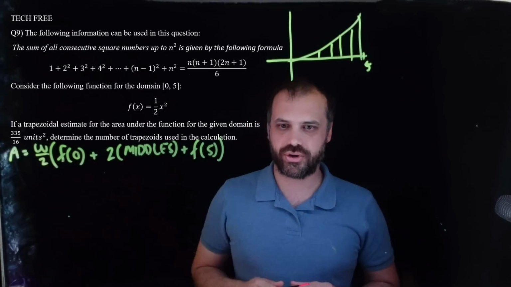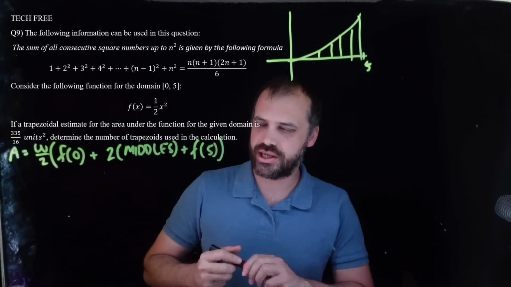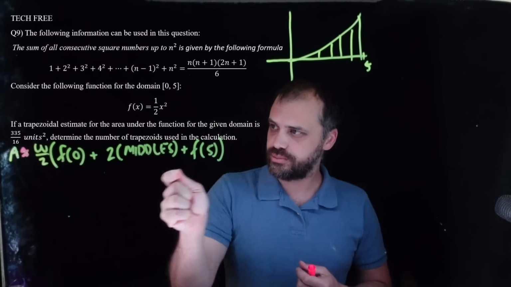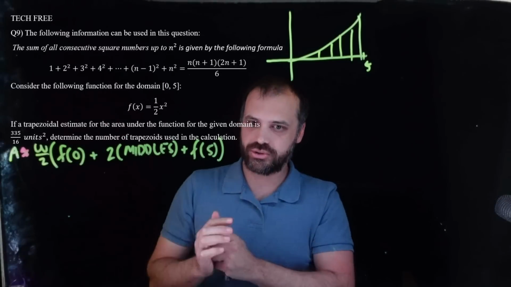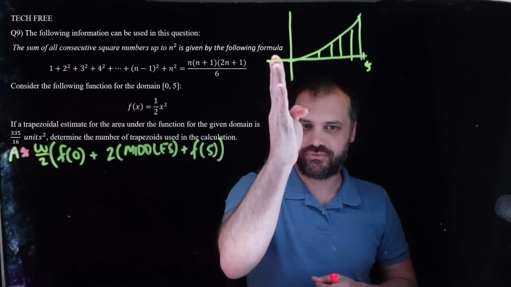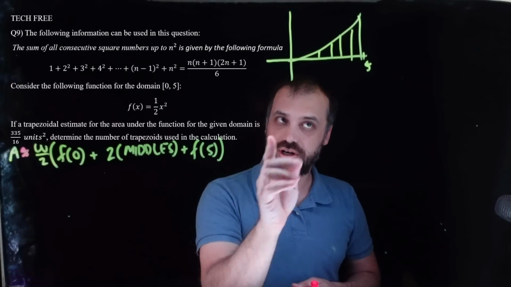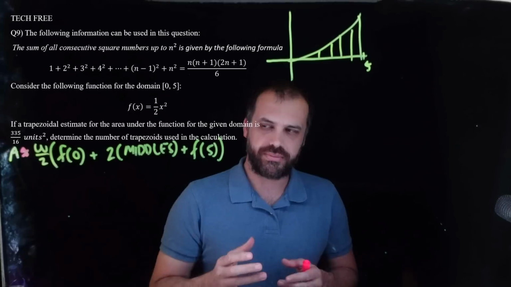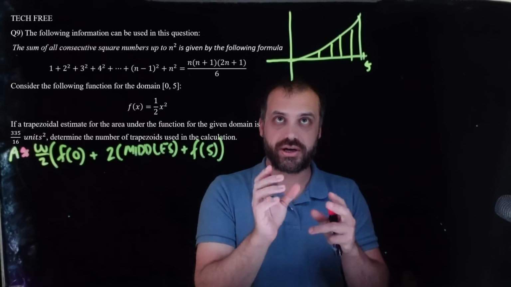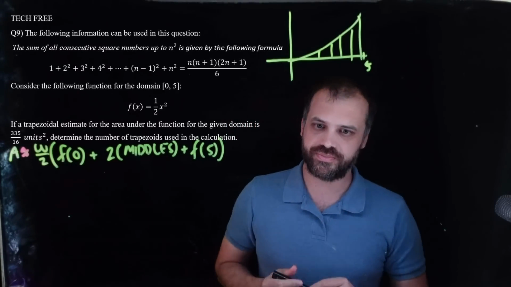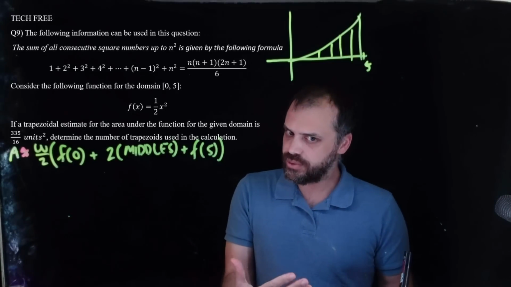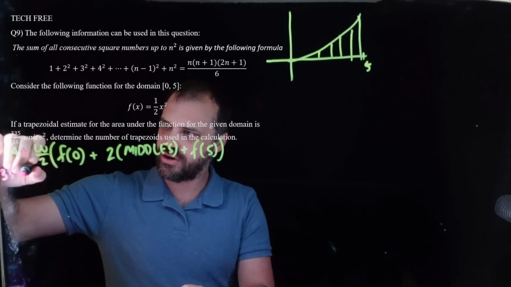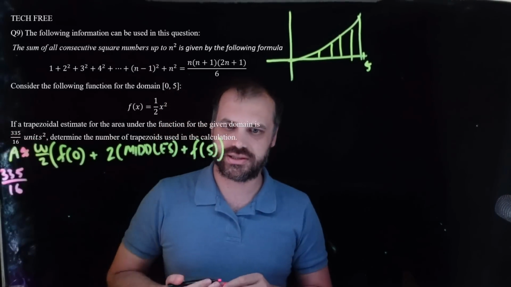All right, let's write down the trapezoidal rule formula. So here's the formula that I'm going to be using. The area is equal to, or at least approximately equal to, the width of each strip divided by 2, all multiplied by f of 0, the first strip, f of 5, the last strip, then those middles there. We've got a big problem here because we don't know how many middles there are. There could be 100 strips, could be 1,000, who knows. Let's start subbing in what we know. We know what the area is going to be. It's going to be 335 over 16.